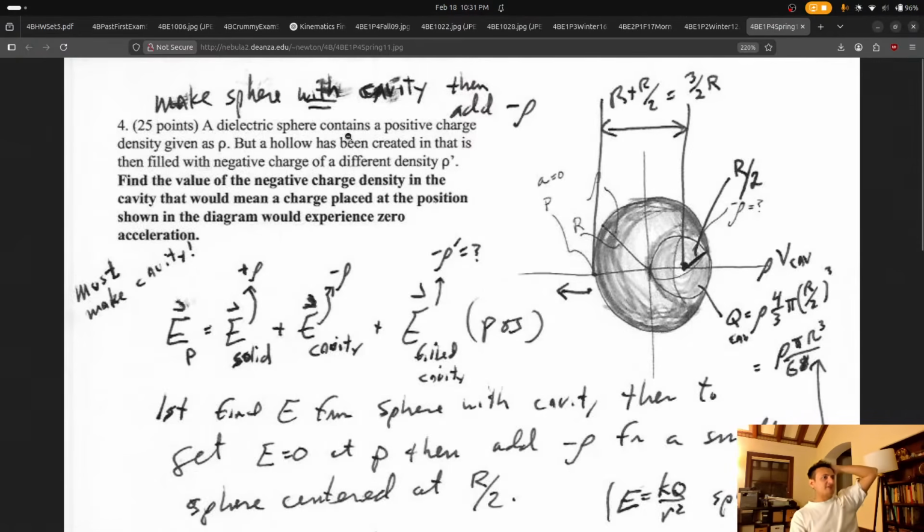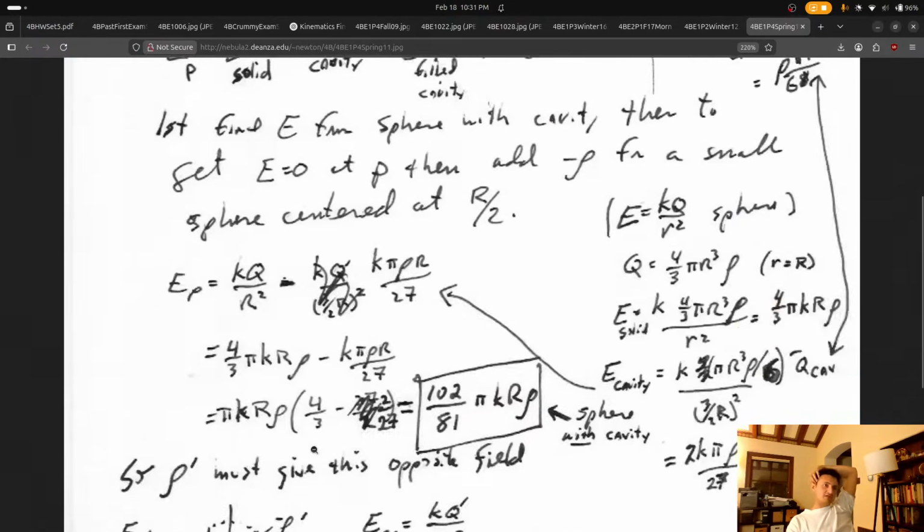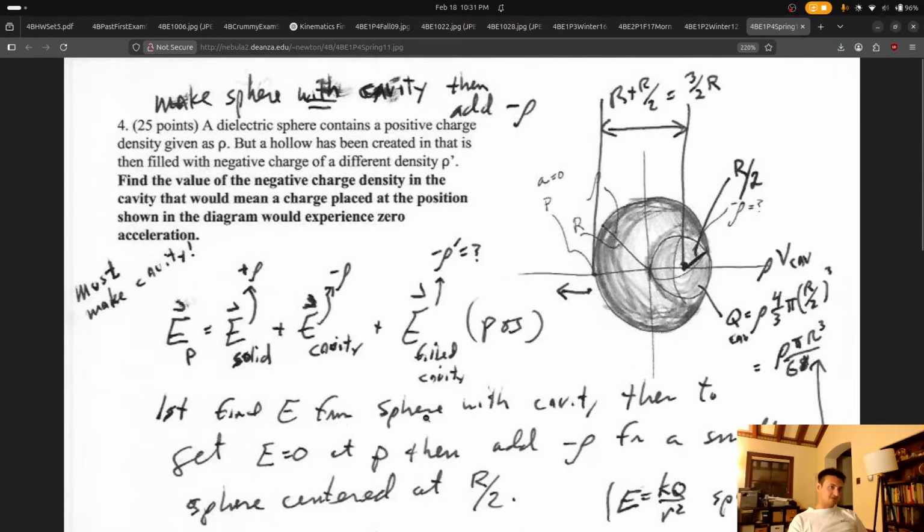Okay. A dielectric sphere contains a positive charge density rho, but a hollow has been created that has been filled with a negative charge of a different density rho prime. Find the value of the negative charge density in this cavity that would mean a charge placed at the position shown would have a zero E field. Okay, so it's going to be, yeah, POS solid cap. Okay. I need to redo this one.